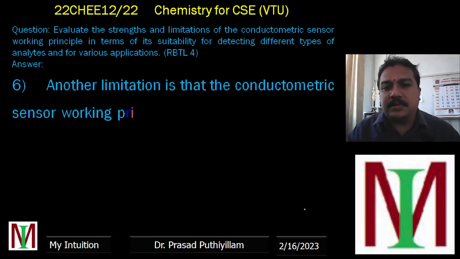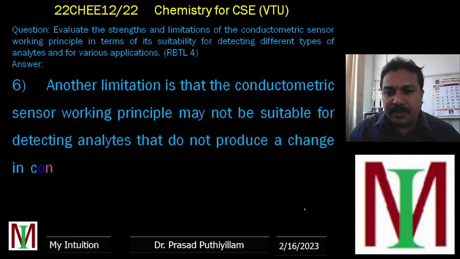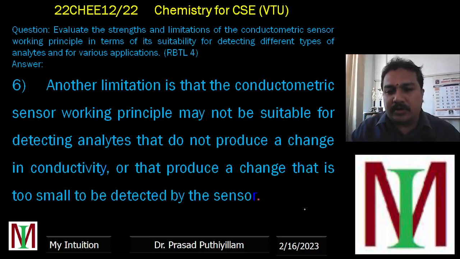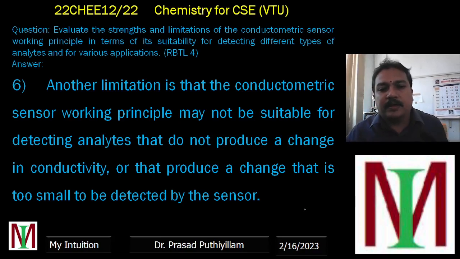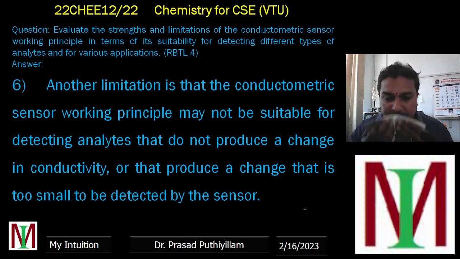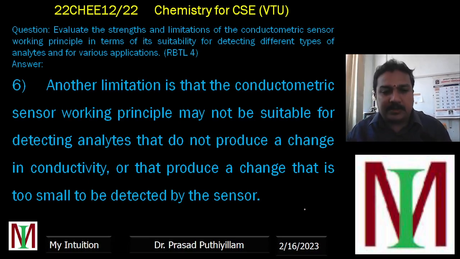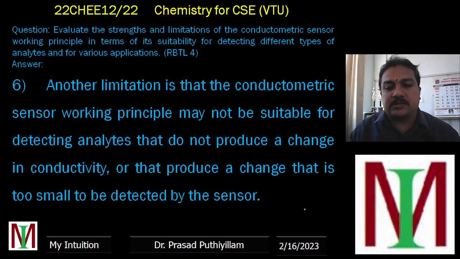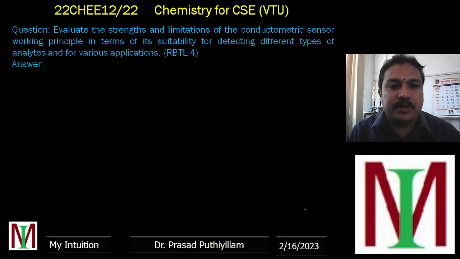Another limitation is that the conductometric sensor working principle may not be suitable for detecting analytes that do not produce a change in conductivity, or that produce a change that is too small to be detected by the sensor. That means if the analyte does not have any conduction property, it cannot be measured. Only if the material or the solution has a change in conductivity, a somewhat larger change, then it can be detected. Too small changes cannot be detected by using a conductometric sensor.